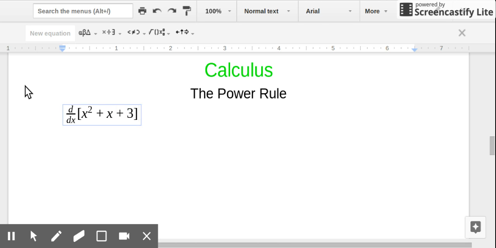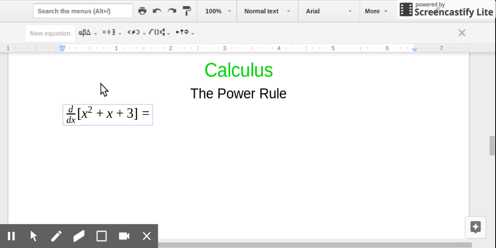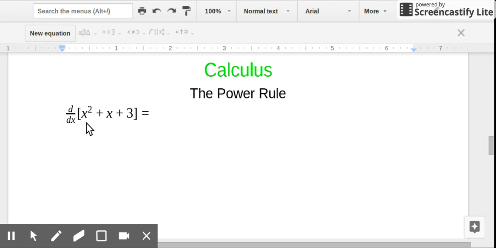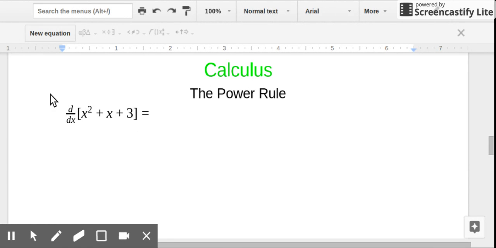So what is this saying here? This is saying, hey, we need to take the derivative of this. And we're going to be taking the derivative of each one of these terms separately. I think there's a theorem behind that, but we'll talk about that here in a minute. We're going to go through and take the derivative of each one of these separately.